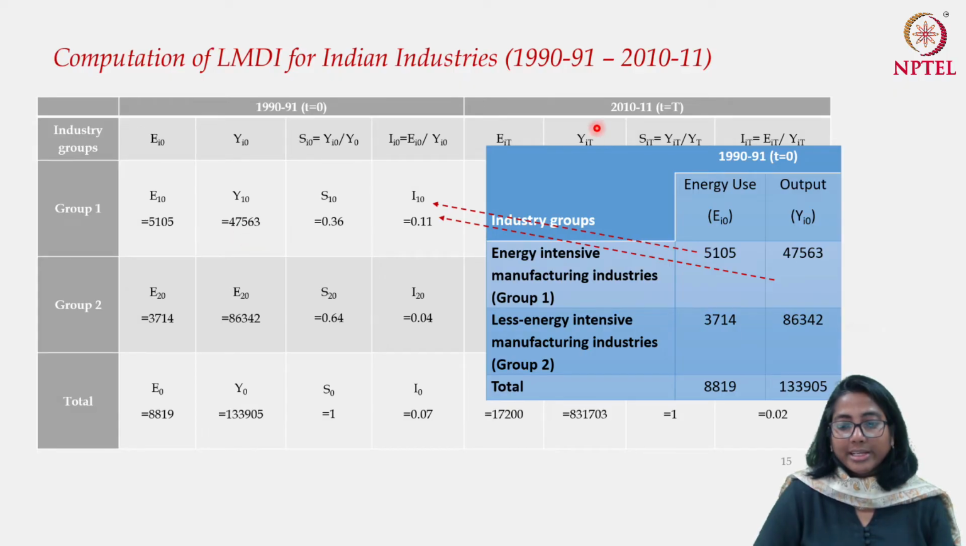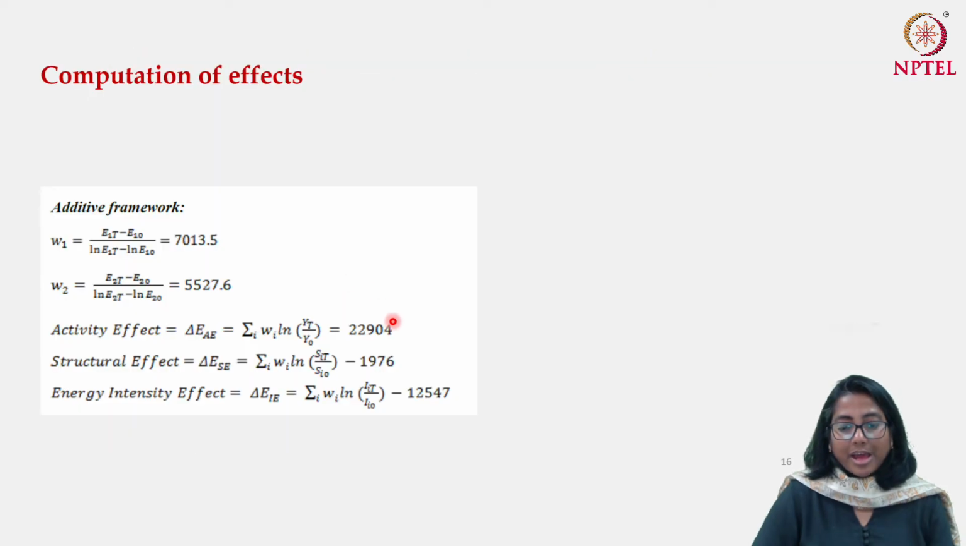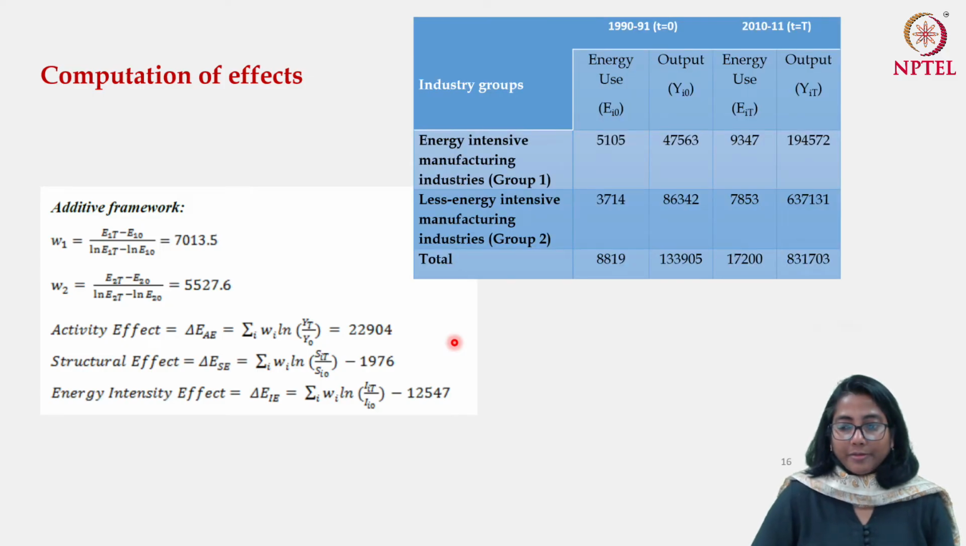So here you have Yt and here you have Y naught. So this is going to tell you the value of activity effect, structural effect and energy intensity effect. Now again, if you look here, this is what is happening. So these are the changes. So this Yt and Y naught you are getting from here and here. For SIT and SI naught you probably have to go back to the previous table, and energy intensity also you have the figures. Now see what do you need to observe.